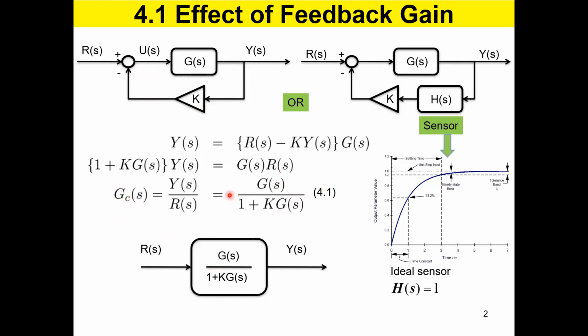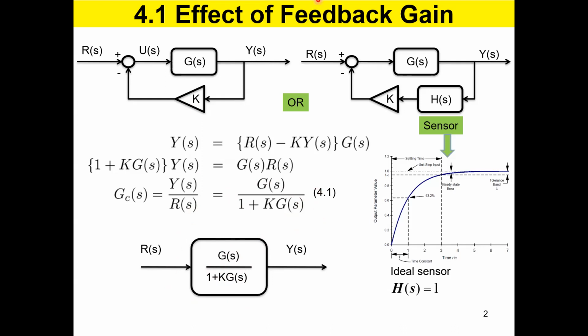Now, when you look at this one, GCS, right? It is Ys over Rs. You can draw it like this, and it looks like open loop. There's no feedback. But if you look inside, you understand what is going on, right? There are internal feedbacks, right? So then we get to this one.